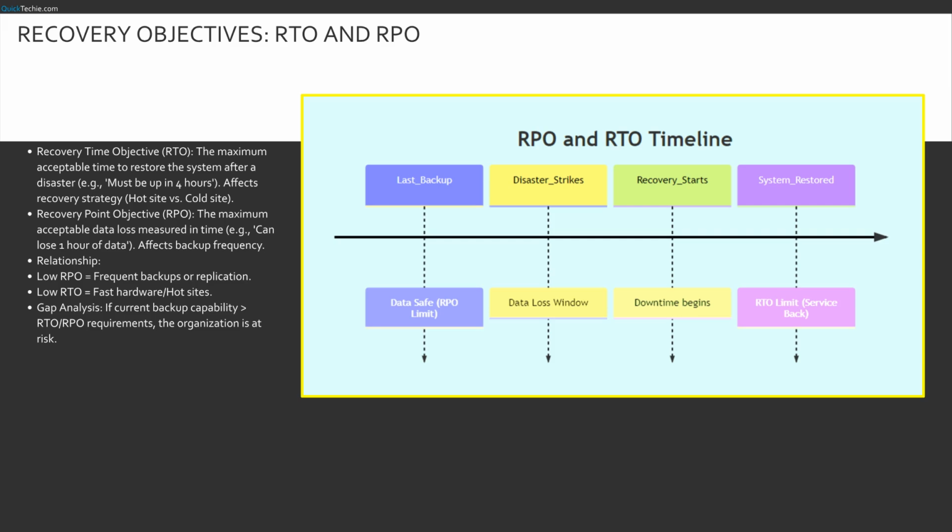If the business demands an RPO of 1 hour, but backups run only once a day, 24 hours, you have found a significant gap. This timeline visualizes the concepts. The timeline moves from left to right. Last backup marks the point of safety. The gap between last backup and disaster strikes represents the RPO, the data you lose. The gap between disaster strikes and system restored is the RTO, the downtime you endure. The goal is to shrink both gaps.